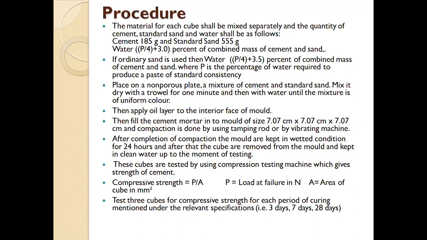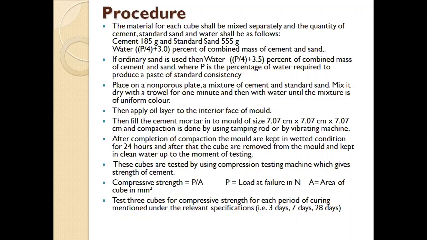Next is place on a non-porous plate a mixture of cement and sand. So the sand and cement is taken and placed on the non-porous plate, that is on a metal plate. Mix it dry with a towel for 1 minute and then with the water until the mixture is of uniform color. So we have to mix the sand, water and cement so that they give a uniform color. But we require to mix the cement and sand first in a dry condition for 1 minute and then add water so that it will give a uniform mixture of uniform color.